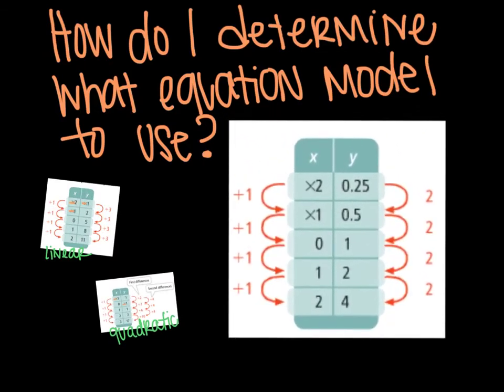Last type of one that we're going to talk about here is that you can see each time, if you're not adding or subtracting or anything, there isn't a common difference. There is a common ratio, and the ratio is multiplying by 2 every time that you go down the y column. And because of this, it would be considered a common ratio, so it is exponential.